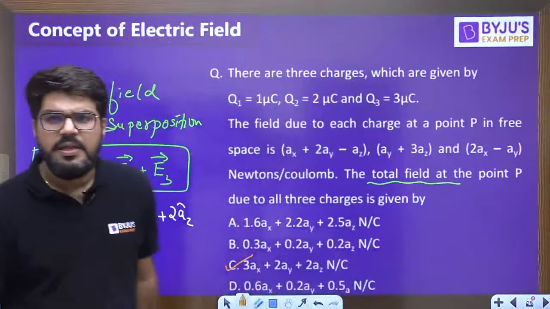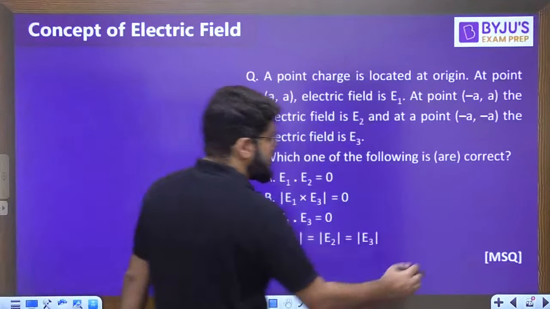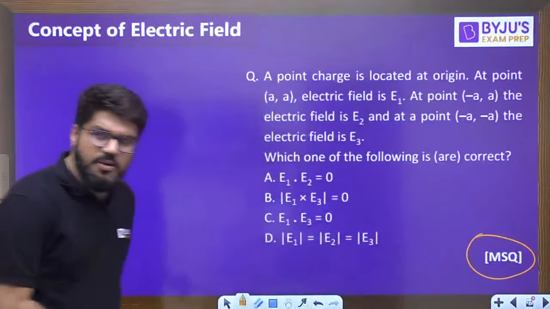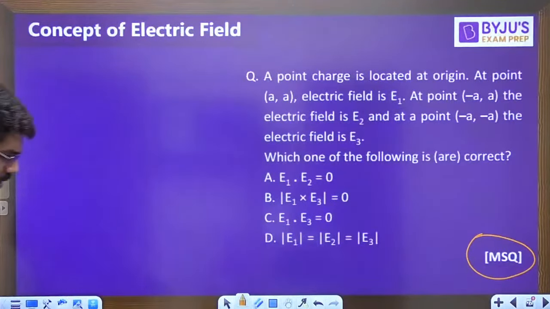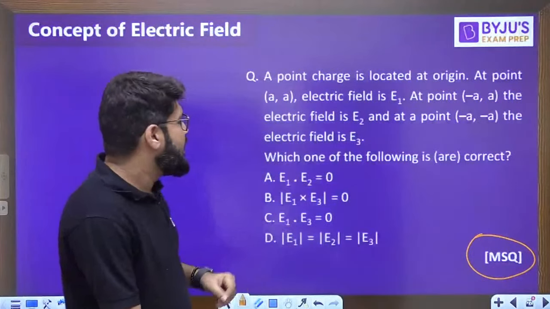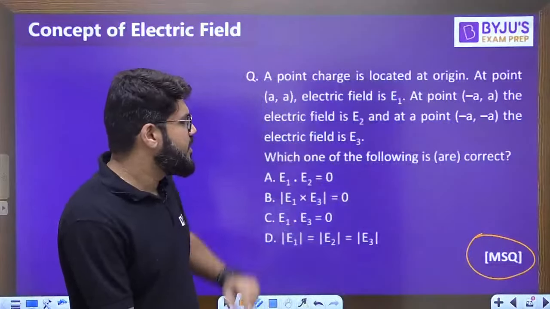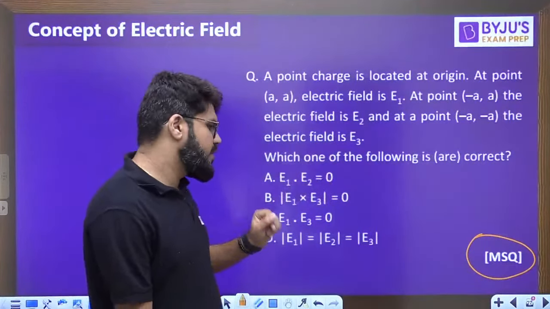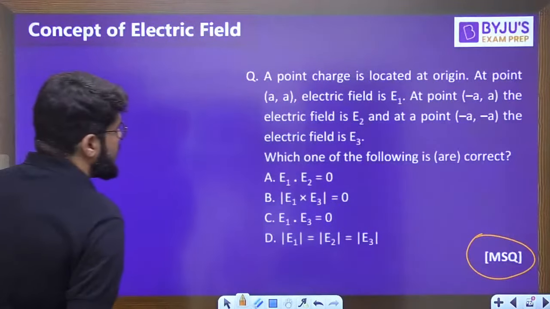Okay, sir. Let's move ahead to the next question then. Please note that it is an MSQ question because the latest pattern of GATE also includes MSQ, multiple select questions. A point charge is located at the origin. At the point A, electric field is E1. At the point minus A, electric field is E2. And at a point minus A, the electric field is E3. Which one of the following is or are correct?